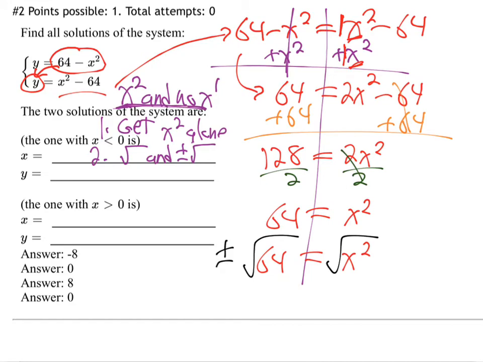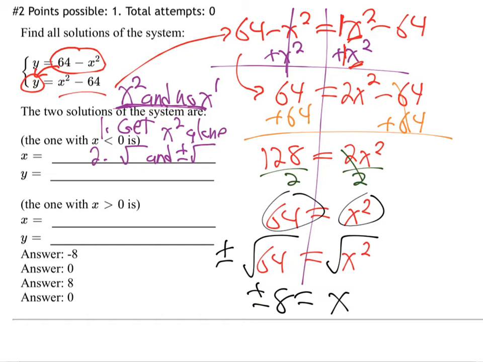Really easy mistake to make. Don't forget, because an x squared, that could be a positive or negative, right? We know it's going to be 8. X could be positive 8 or negative 8. Either one squared will be 64. So there's two answers for x, positive 8 and negative 8. Now, we've got to take those two x answers, and each of those will lead to a y answer.